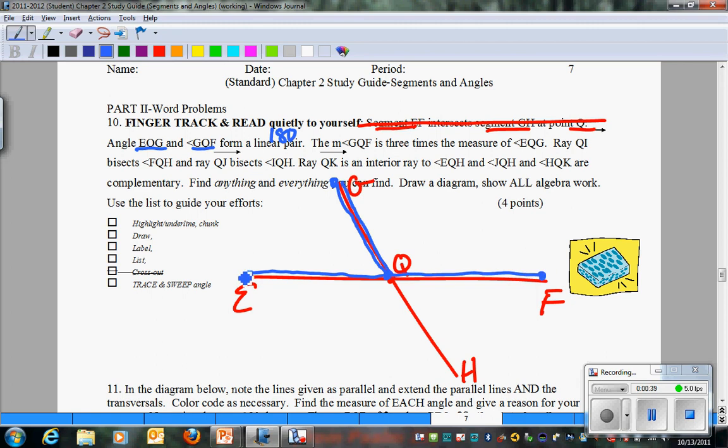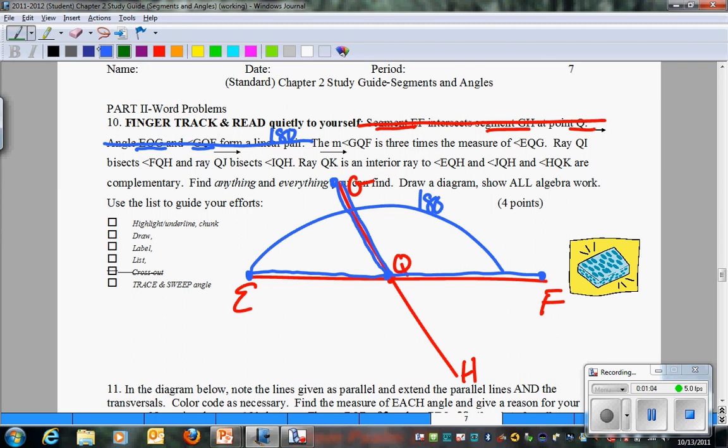They are a linear pair, which means you should do what to them? Sweep it and make it equal to 180. Okay, cross it out when you are done. Okay, let me switch colors here.